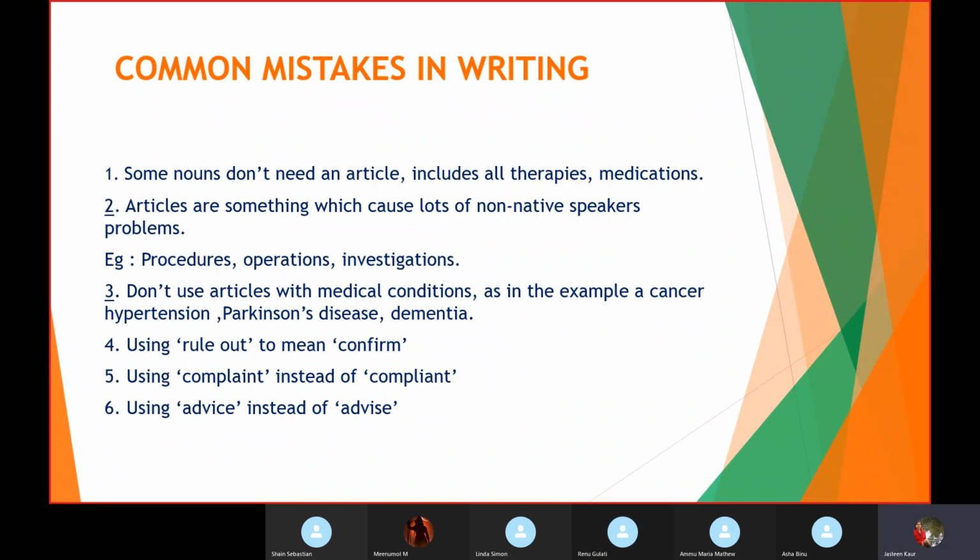So this is a very common mistake. Please keep in mind. Rule out means not confirm. Rule out means exclude. You did some investigation which seems to be normal, and so that means there are no further chances. So you have ruled out the option of any viral infection.